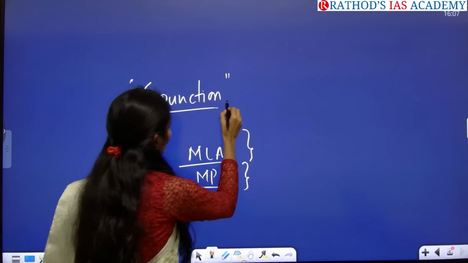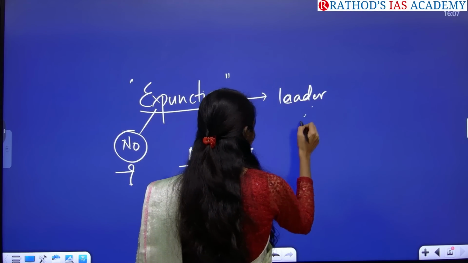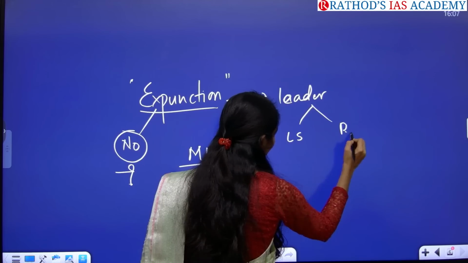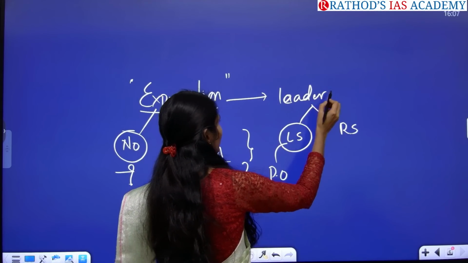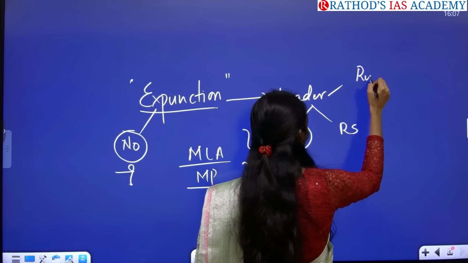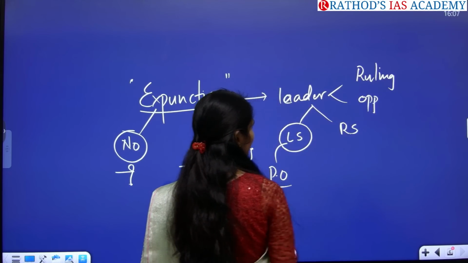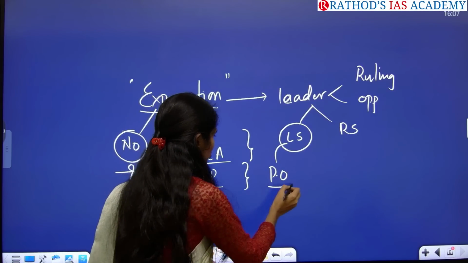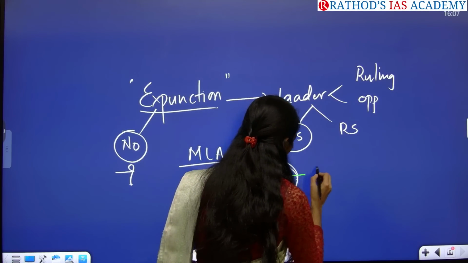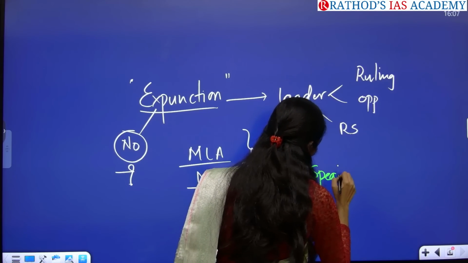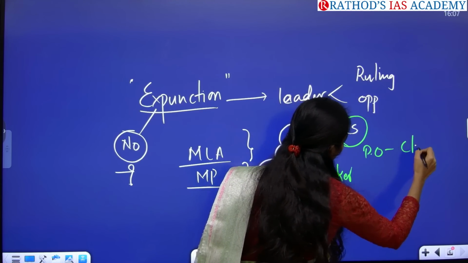Here we have the leader of the house. For example, if you see Lok Sabha or Rajya Sabha, there is a presiding officer, and there will be a leader: the ruling party leader, and the opposition party leader, right? Apart from that, we also have a presiding officer in the house. The Lok Sabha presiding officer is the Speaker, and in Rajya Sabha the presiding officer is the Chairman.